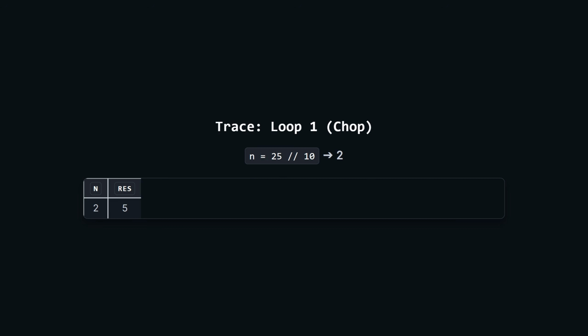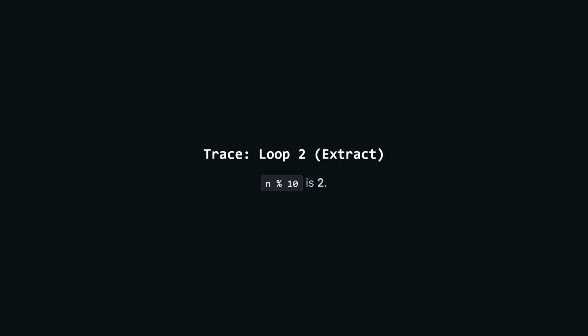Next, we integer divide 25 by 10. This chops off the 5, leaving us with just 2 for our n variable. The loop runs again because 2 is still greater than 0.